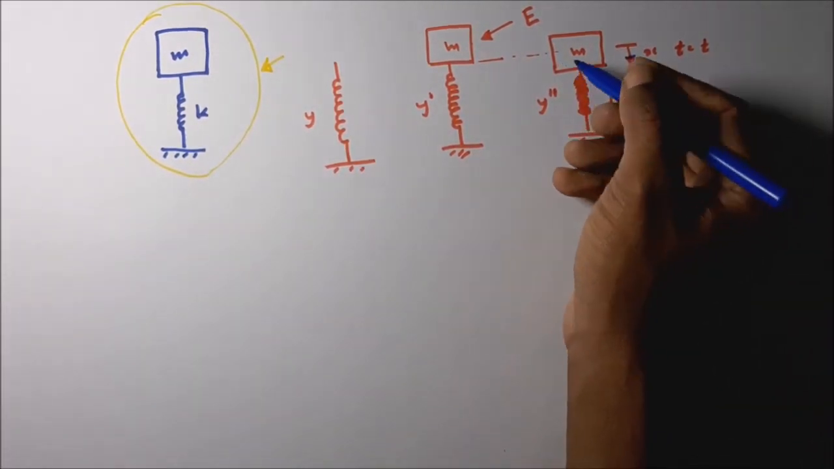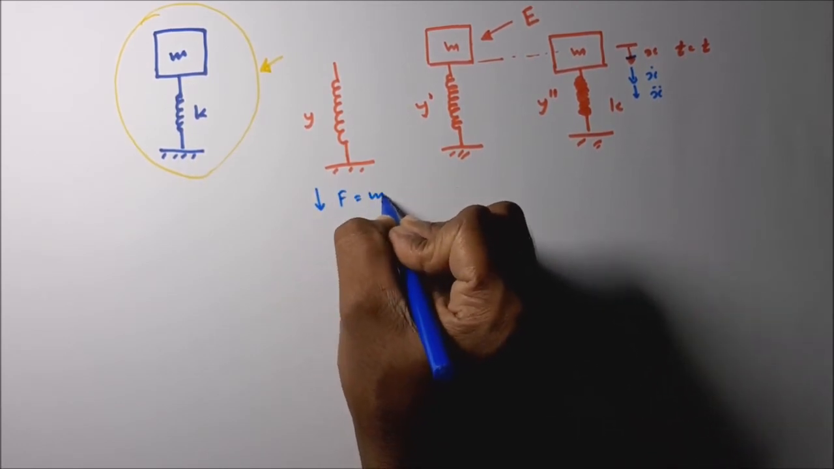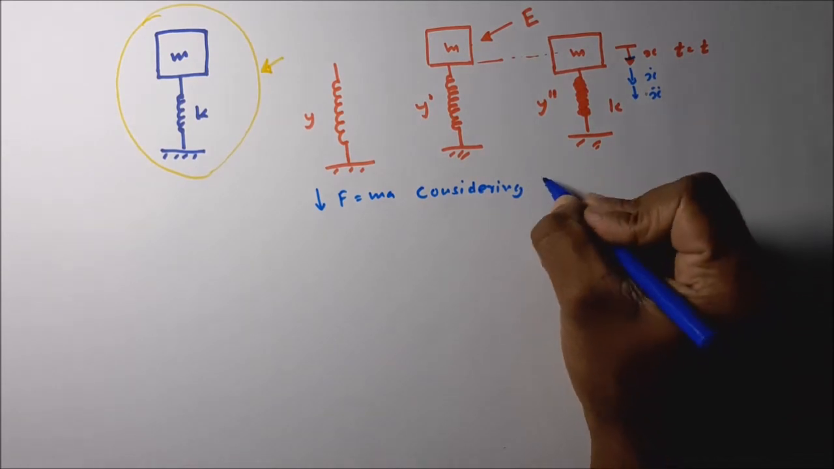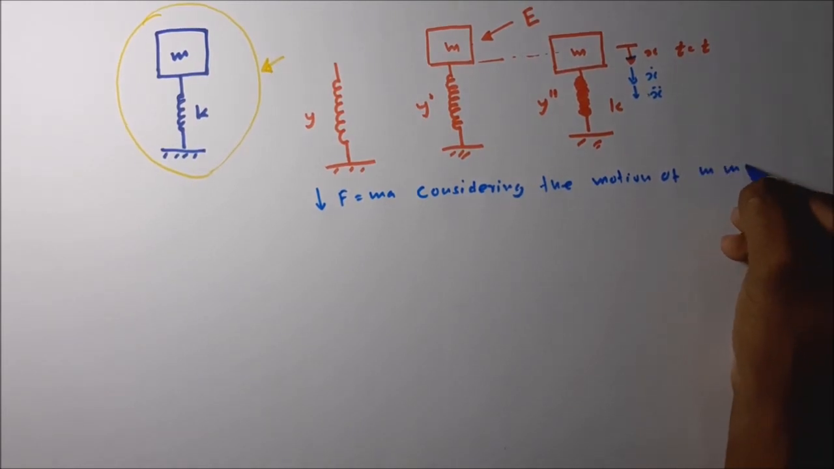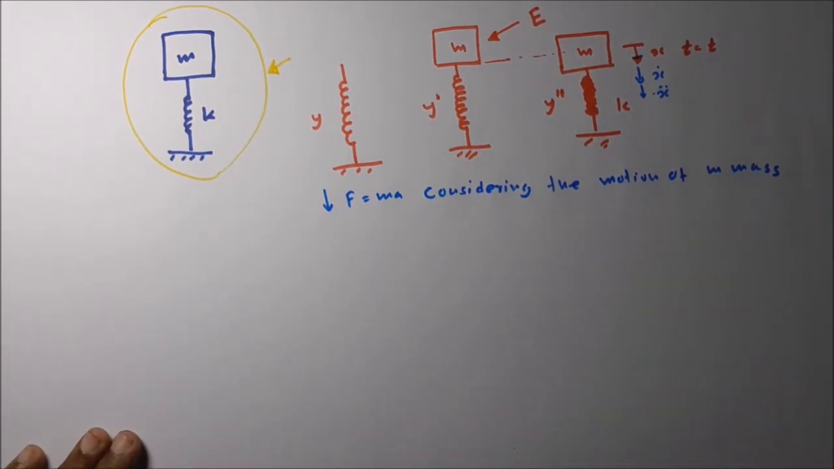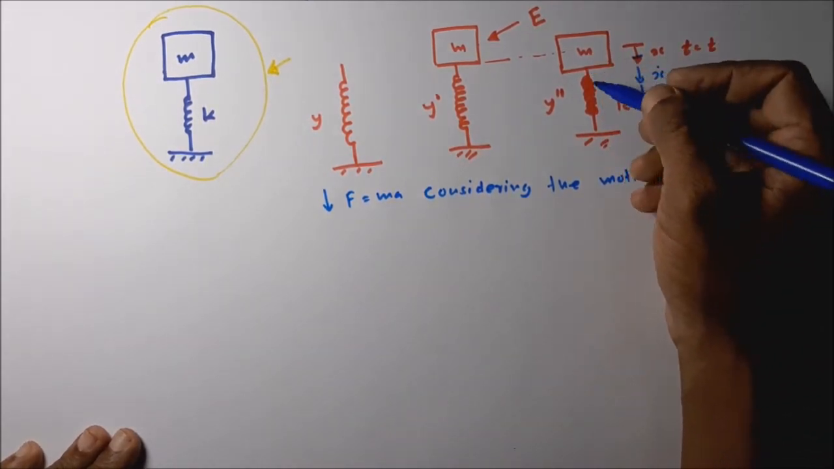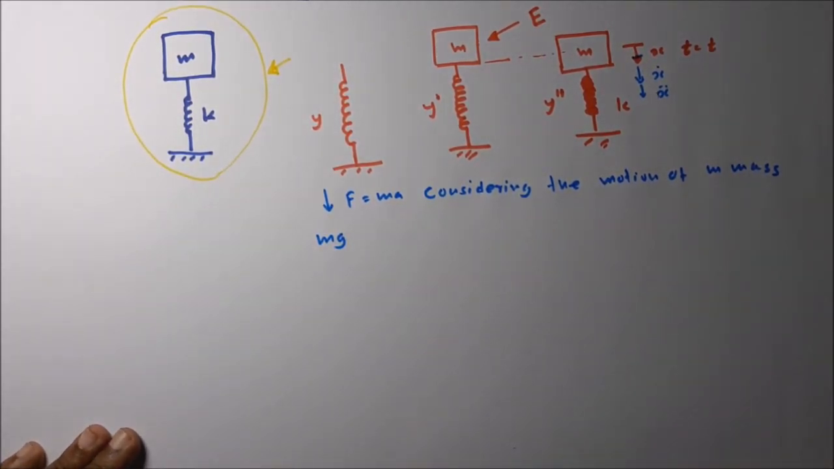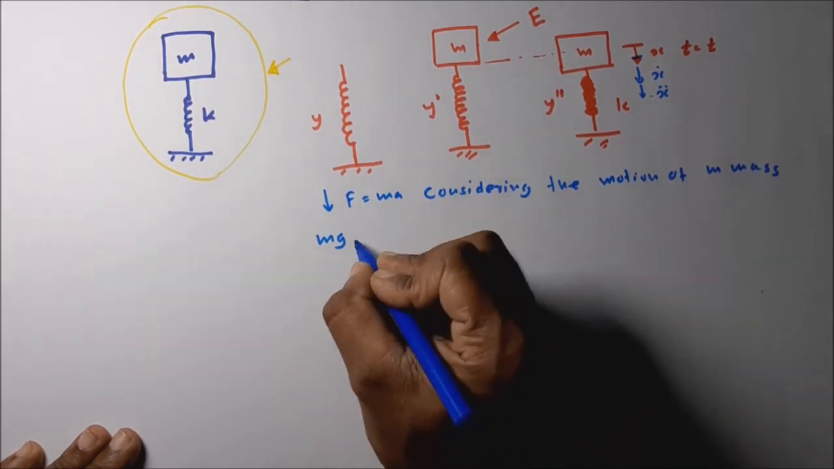I am going to put F equals ma, Newton's second law, considering the motion of the m mass. Then what are the forces acting in the downward direction? mg, in the downward direction. Then what is in the opposite direction? The spring force is acting, minus k.